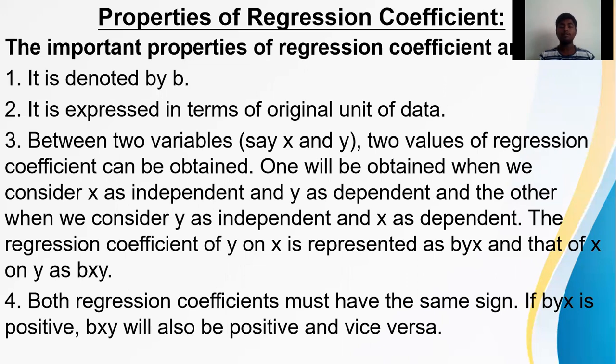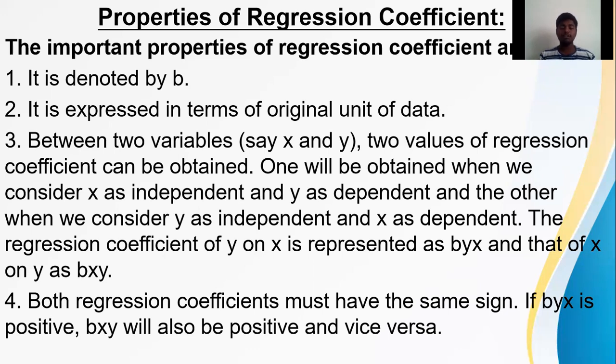The important properties of regression coefficient are: the first one is it is denoted by b. It is expressed in terms of the original unit of data. Between two variables, two values of regression coefficient can be obtained, that means for x and y. One will be obtained when we consider x as independent and y as dependent, and the other when we consider y as independent and x as dependent. The regression coefficient of y on x is represented as byx, and that of x on y is represented as bxy. The fourth one is both regression coefficients must have the same sign.